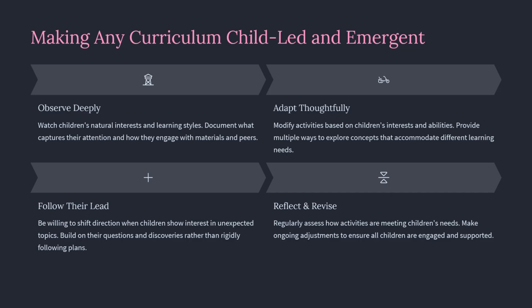As we wrap up, let's come back to what truly makes our classrooms inclusive and responsive: deep observation, thoughtful adaptation, following the children's lead, and continual reflection. When we observe deeply, we step back and genuinely watch children, noticing what sparks their curiosity, what challenges them, and how they interact with both materials and their peers. This careful observation gives us the insights we need to truly understand each child's unique learning style, interests, and needs.